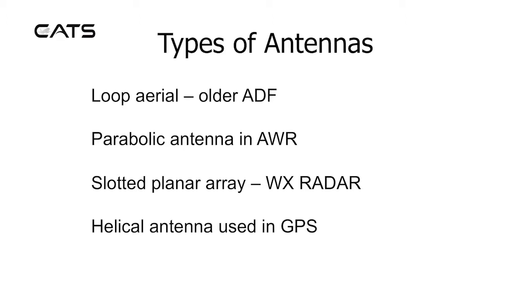Types of antennas. The loop aerial is used in the older types of automatic direction finding. A parabolic antenna is used in airborne weather radar. A slotted planar array is used in weather radar. A helical antenna is used in GPS.